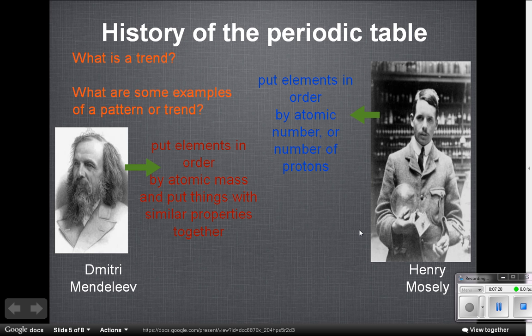Then Moseley came along and said, well, atomic mass may not be the best way because it can change depending on the number of neutrons, so he put it in order by atomic number, or number of protons. So Moseley built on the information of Dmitri, made it a little more clear, readable, and understandable for scientists to use.